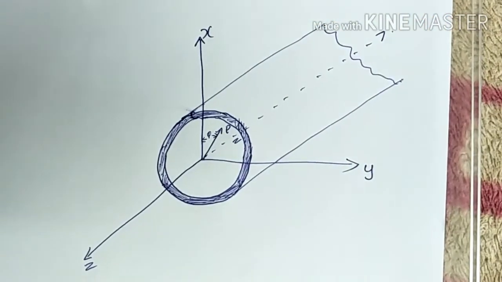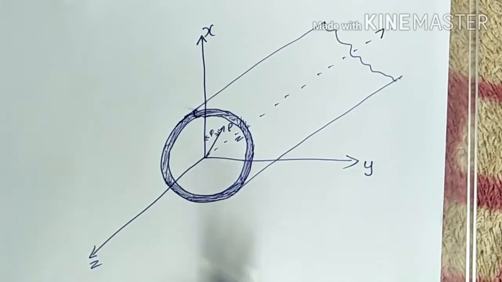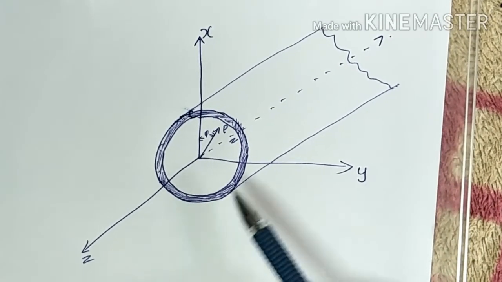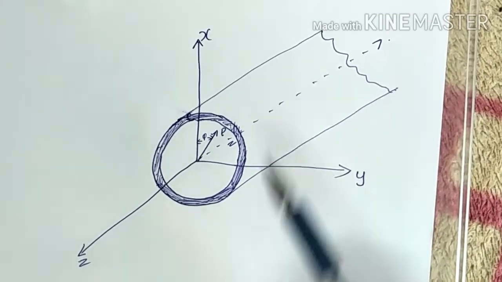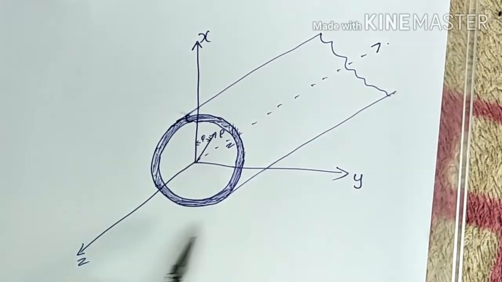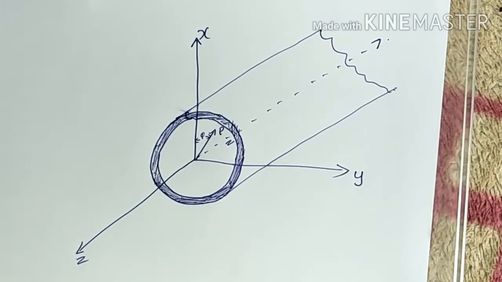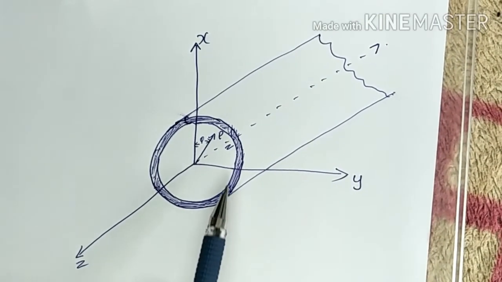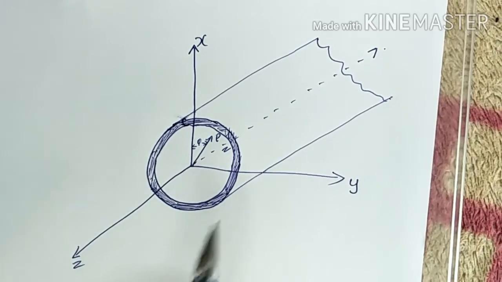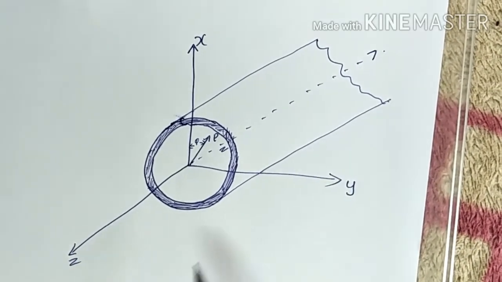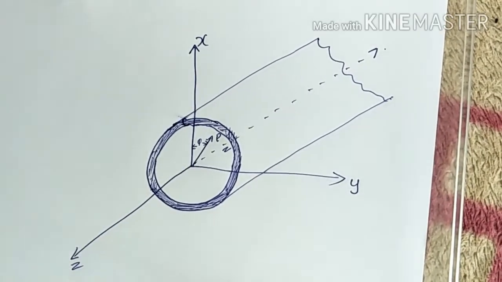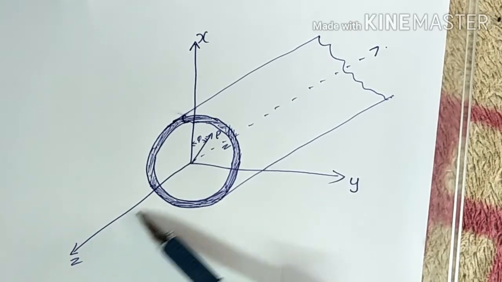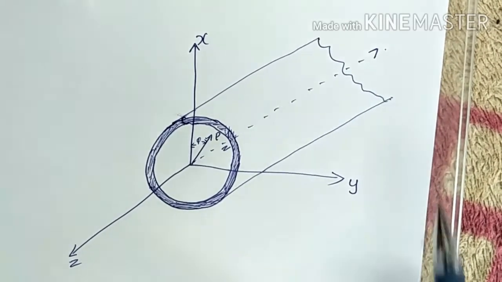In here we consider a cylinder along the Z direction. So the wave is propagating along the Z direction. The cylinder cross section is circular. That's why we name this as circular waveguide. Since the shape of the cross section is circular, the longitudinal view is in the form of a cylinder. So we say this as cylindrical waveguide or circular waveguide. We can see the wave is propagating along the Z direction.